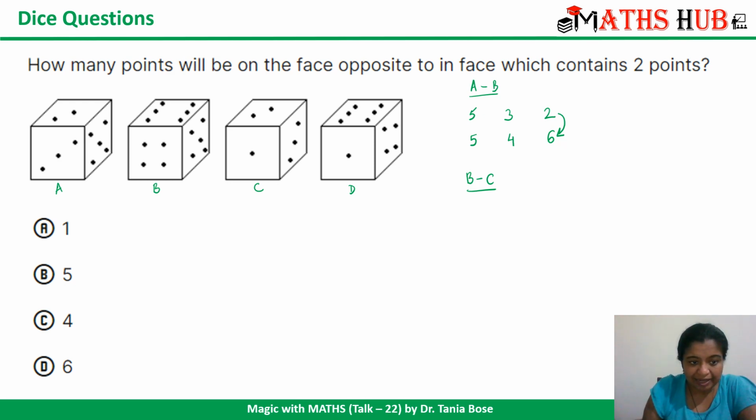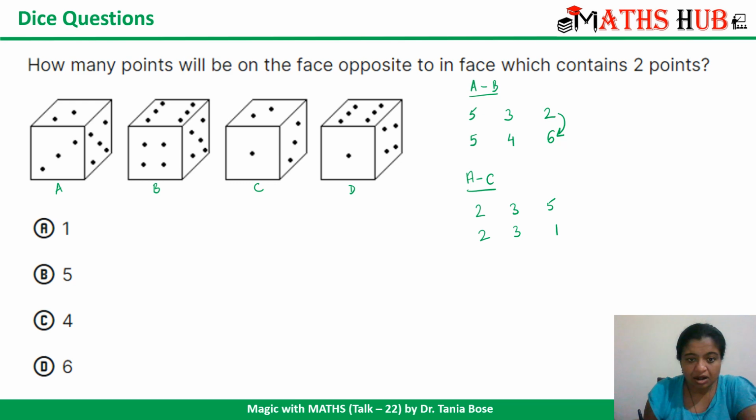So now let's take A and C. If I take A and C, what will happen? In A and C, 3 and 2, two positions are common. So let's write 2, 3, 5. And for this, let's write 2, 3 and 1, right?